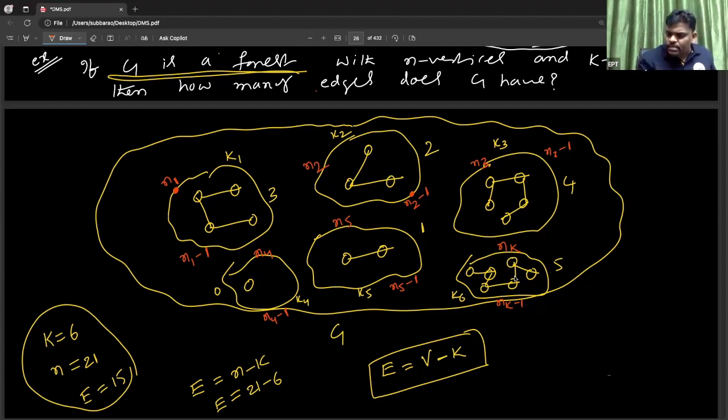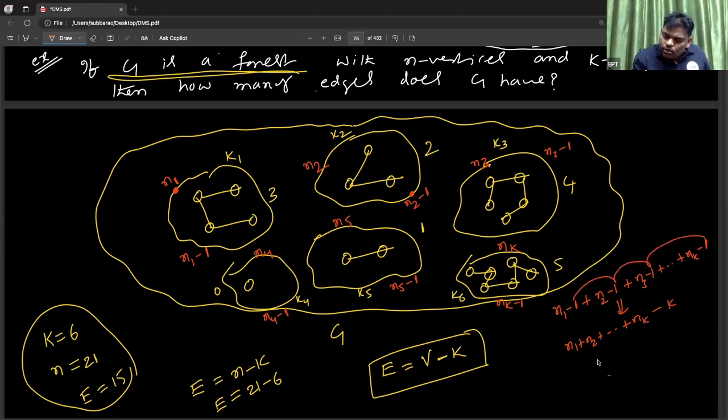If you add all these edges, what is the answer? First one, n1 minus 1 edges plus n2 minus 1 edges plus n3 minus 1 edges, and so on. Lastly, nk minus 1 edges. That is k times, right? This can be written as n1 plus n2 plus and so on, nk minus k, because 1 added k times. These all are vertices, so this is going to be v vertices. So v minus k. These are the total edges. Is it okay?